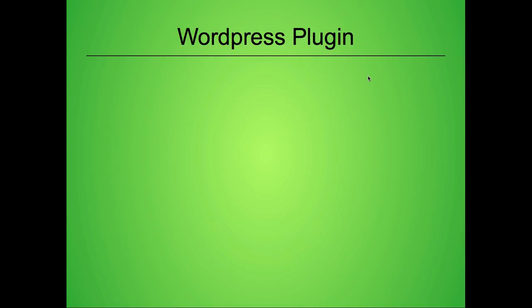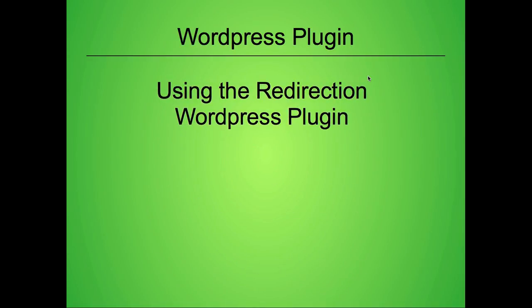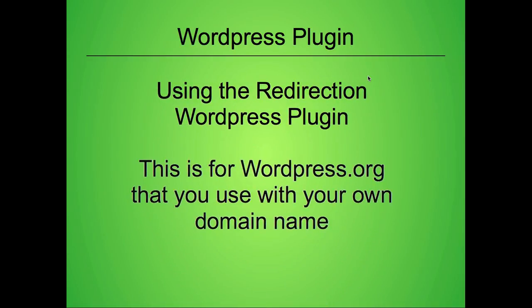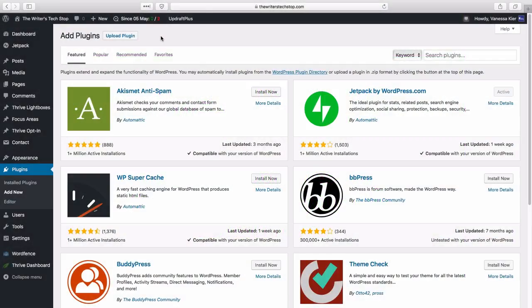In this video, I'm going to talk to you about using the Redirection WordPress plugin. This is for WordPress.org that you use with your own domain name. To install the WordPress plugin Redirection, you need to go into your WordPress admin dashboard, go to your plugin section, go down to Add New, and then go ahead and search for Redirection.